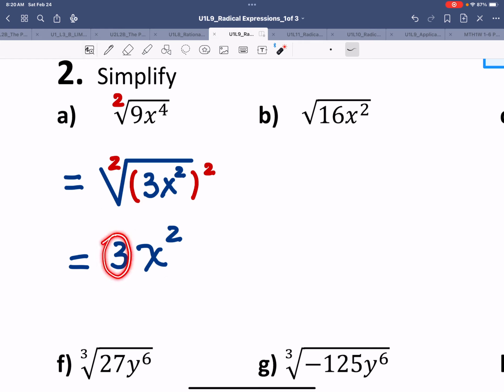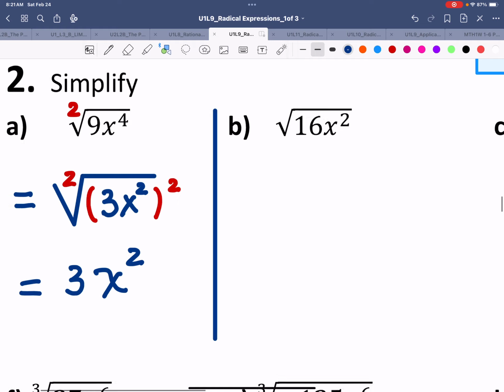So 3 is a positive number, and if x is positive, x squared is positive. If x is 0, x squared is 0. And if x happens to be a negative number, we'll still have a positive answer. So therefore, there is no need for absolute value in this particular question. Let's continue with the next one.